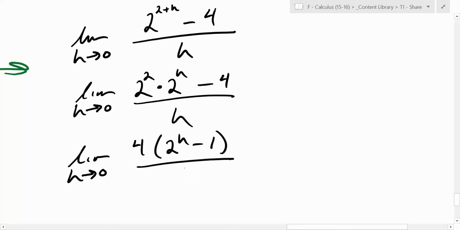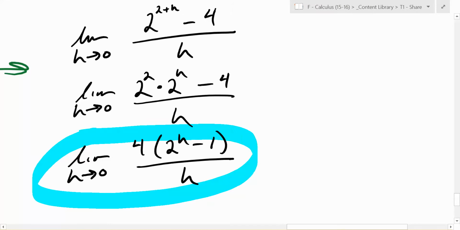The challenge you have right here is, what would you love to be able to do? What's your whole purpose in this algebra? What's the one thing you're trying to be able to do? Factor h out of the numerator so that you can cancel the h, right? You want to cancel out the h in the denominator.